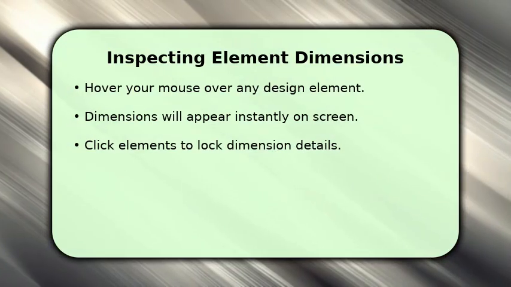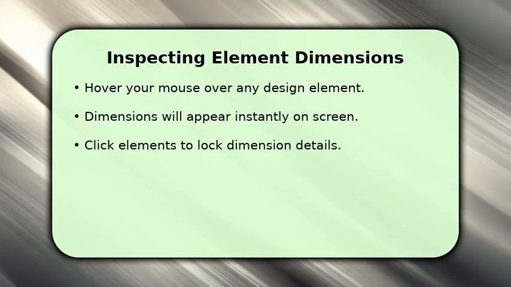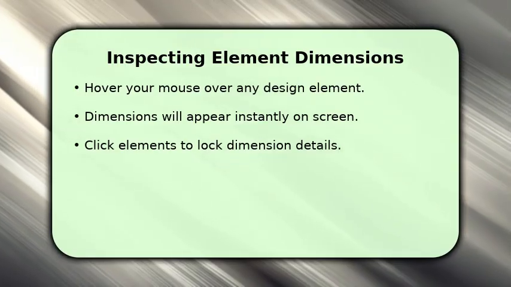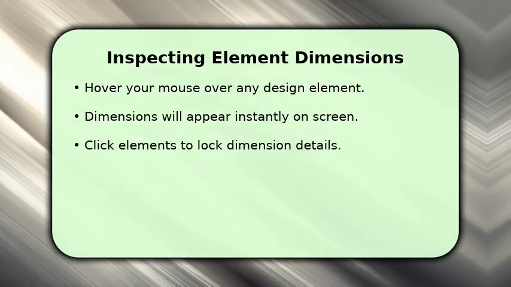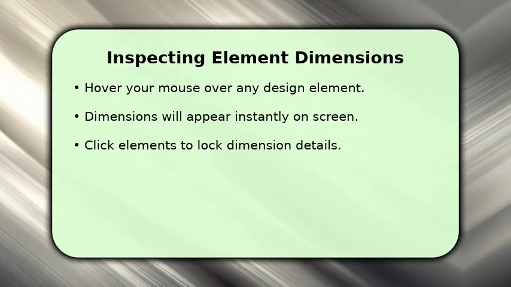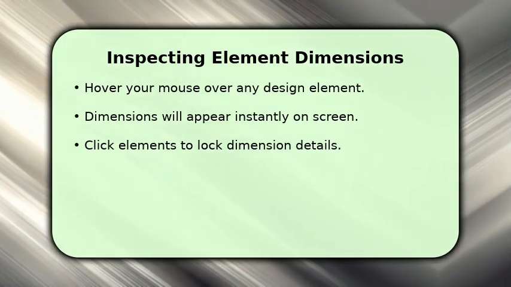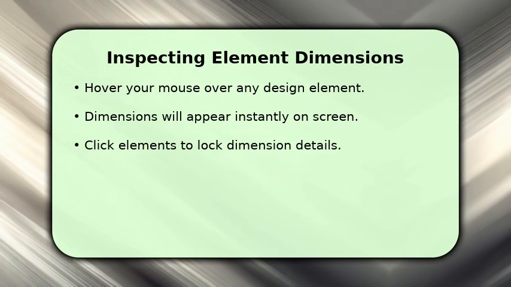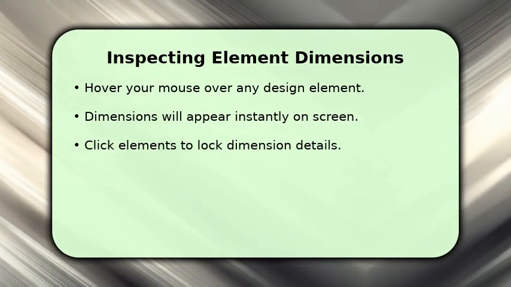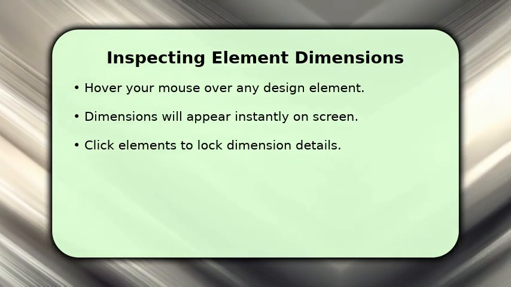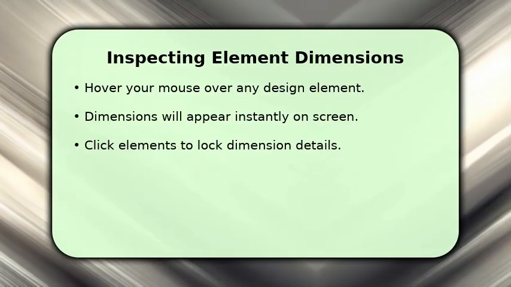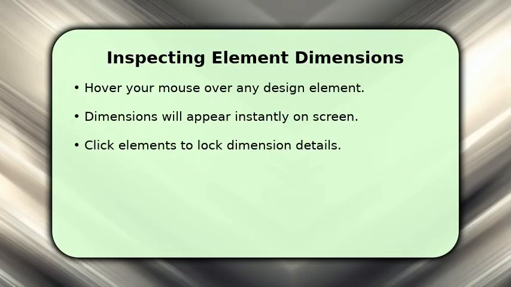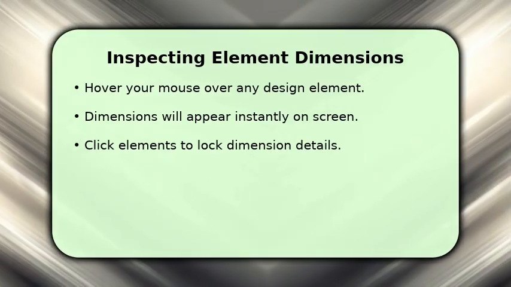With Inspect mode active, simply hover your mouse cursor over any design element on your screen. You will immediately see its width and height displayed in pixels. For more detailed information, click on an element to lock its dimensions and other properties in the sidebar. This allows for precise measurement and ensures accuracy when communicating design specifications to your development team or collaborators.